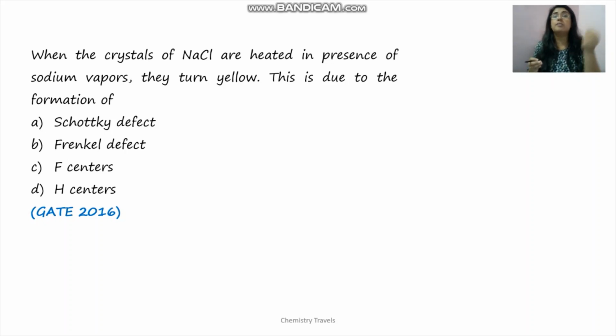What is being formed? An electron is being formed. An electron is present at one of the positions. One of the anions would be missing and an electron would be present there, and this electron is responsible for getting excited to a higher level, and when it returns to the lower level, it emits radiations of various colors, and that's how we see those different colors. Those electrons that are present are called F centers. So F centers are responsible for this yellow color that is shown when crystals of sodium chloride are heated in the presence of sodium vapors. So option C is the right answer here.